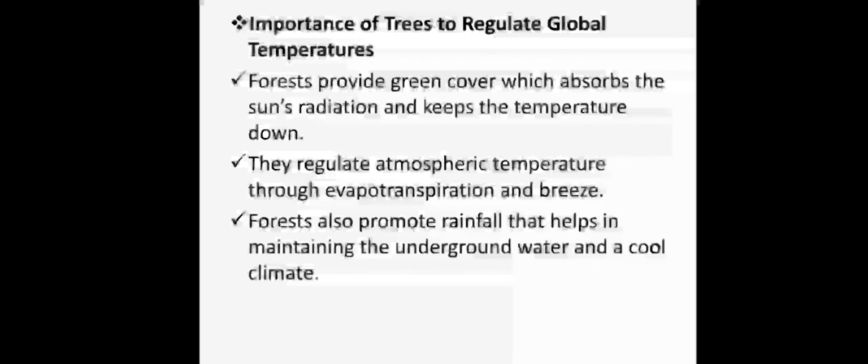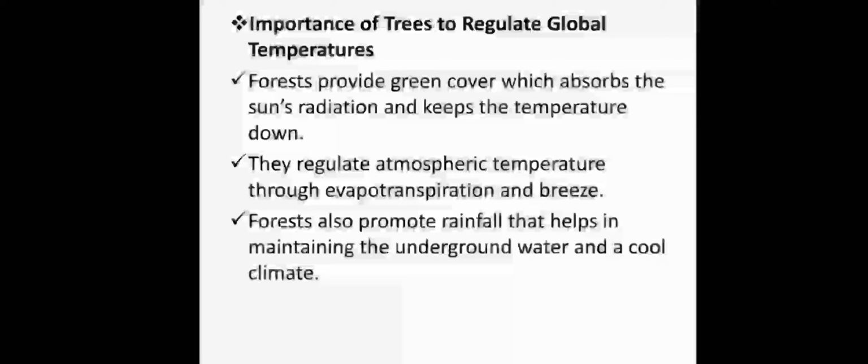Importance of trees to regulate global temperature. Forests provide green cover which absorbs the sun's radiation and keeps the temperature down. They regulate atmospheric temperature through evapotranspiration and breeze. Evapotranspiration is the process by which water is transferred from land to the atmosphere by evaporation from soil. Forests also promote rainfall that helps in maintaining underground water and a cool climate.